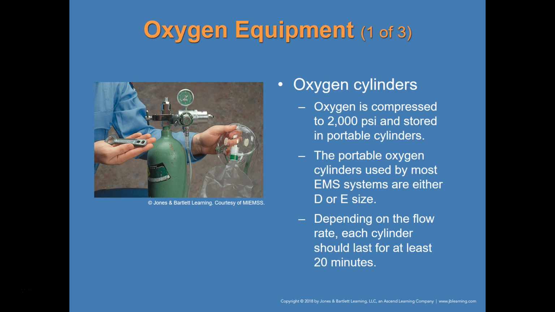Our oxygen cylinders are these green bottles here, almost always painted green. The ones that we have in our system, we have portable ones, which you guys should probably have on your trucks, which are D size. Yeah, D's are the small ones. E's are the bigger ones that stay on the truck. And depending on how high we have these regulators turned up, each cylinder should last for about 20 minutes.